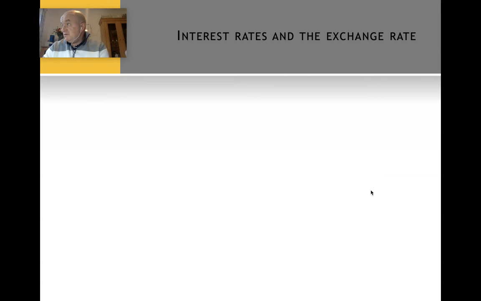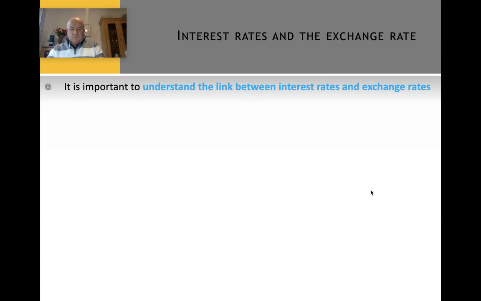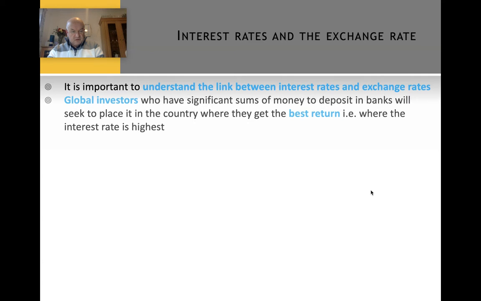Let's take a look at, there is obviously a very strong link between interest rates and the exchange rate. Now, I haven't really looked at exchange rates in any great detail, but hopefully it will make some sense, and we'll talk about that in a minute. So there is a big link between the two. Okay, and we'll try and explain what the link between interest rates and exchange rates is.